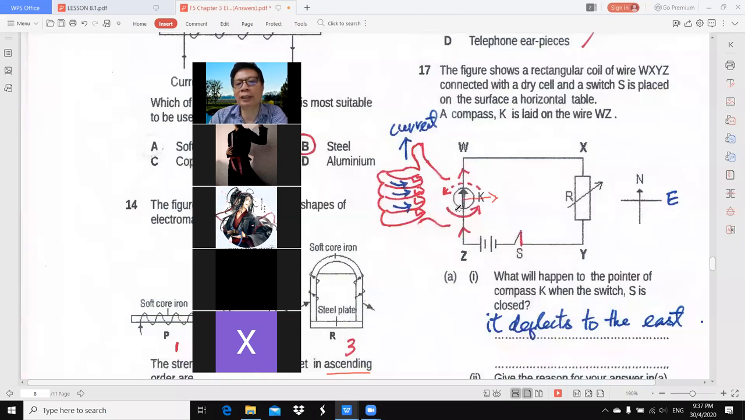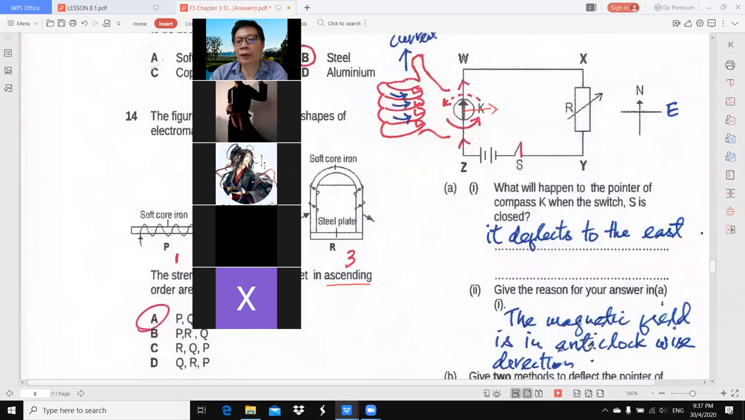Follow this direction, because the magnetic field direction is here, right? This one is on top. At the bottom of the compass, the direction is here. Like you make one turn, the magnetic field. On top it goes there, bottom it goes here. Okay. So the answer is deflect to the east. East is here. Okay, understand? Next.